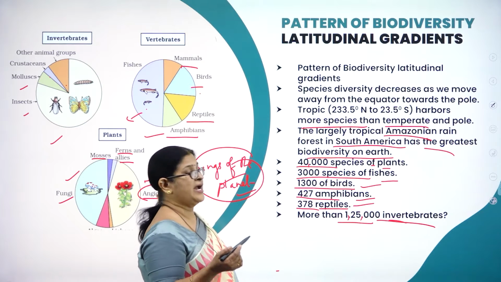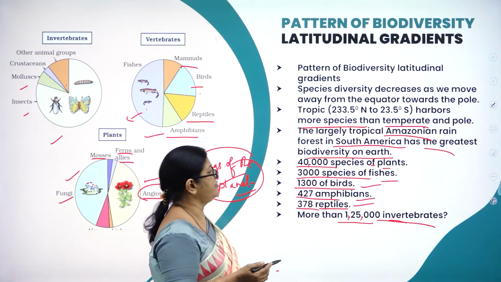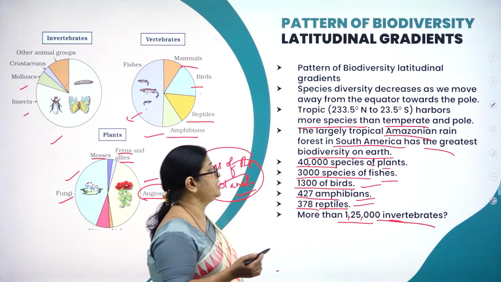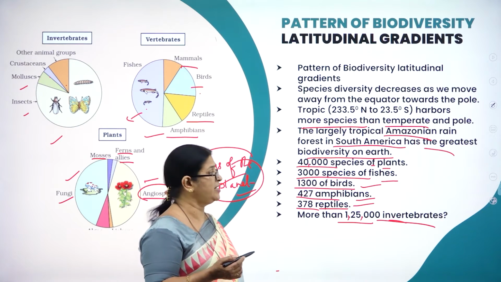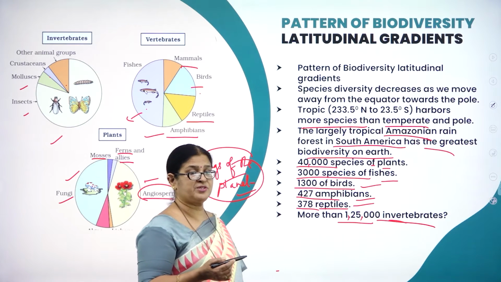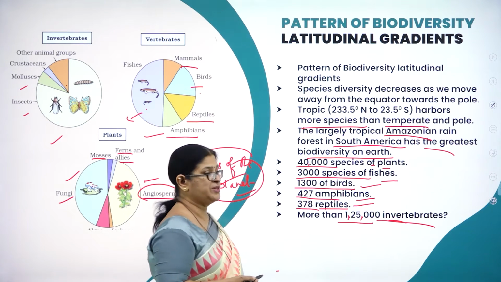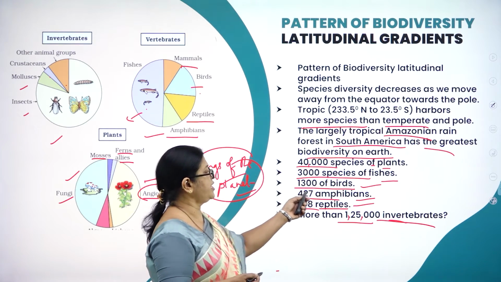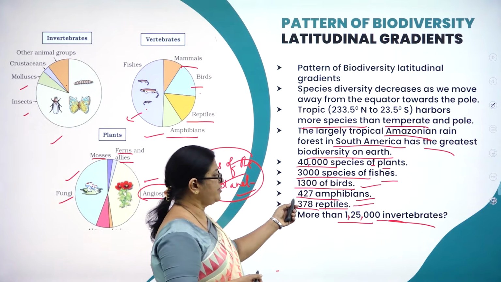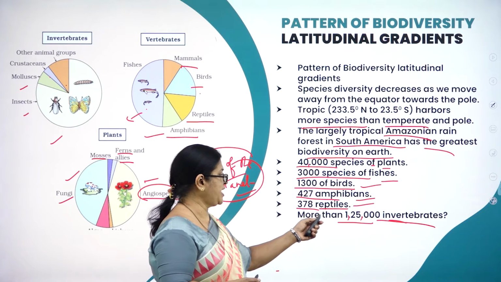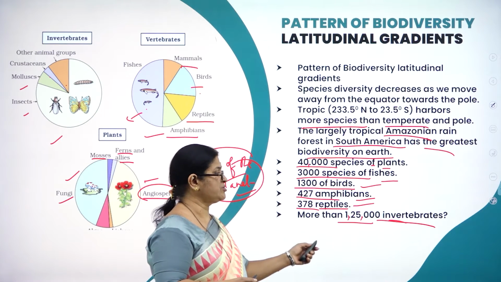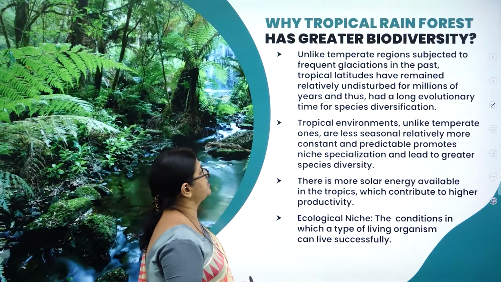We know the tropical region will have more species than the temperate region. The largely tropical Amazonian rainforest, which is called the lungs of the planet and is found in South America, has the greatest biodiversity on Earth: around 40,000 species of plants, 3,000 species of fishes, 1,300 species of birds, 427 species of amphibians, 378 species of reptiles, and more than 125,000 species of invertebrates.